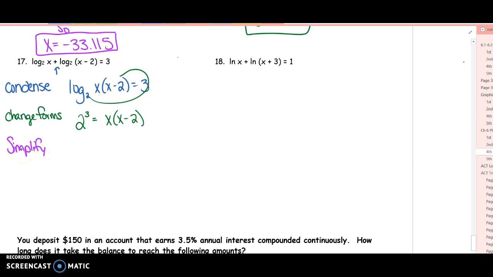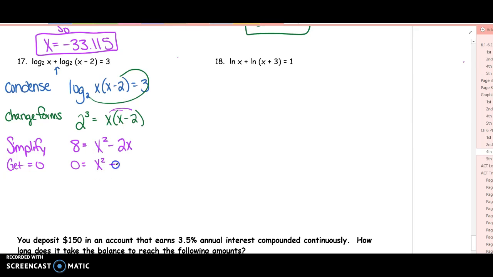2 to the 3rd, I can do that in my calculator. 2 to the 3rd is 8. And I can distribute here and get x squared minus 2x. And now I notice, oh man, I have x squared and x in the same equation. That means I need to get one side equal to 0. So subtract 8 on both sides.